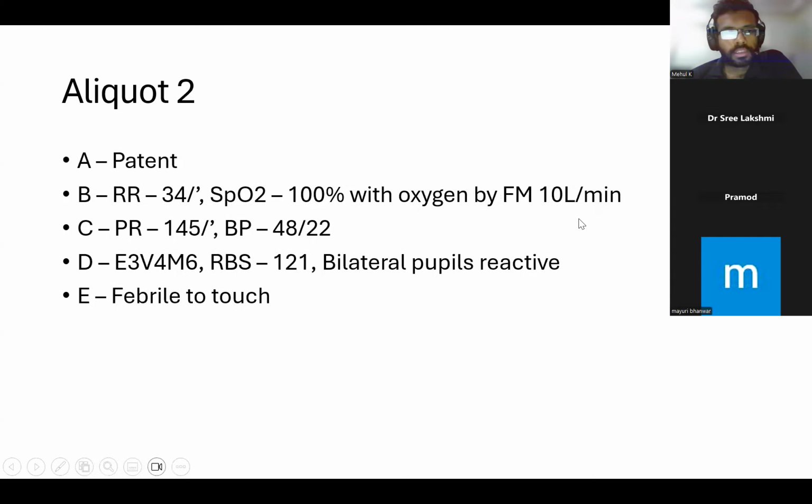Okay, here is the primary survey. Airway is patent, patient is tachypneic, 34 breaths per minute. Saturation is about 100% on oxygen by face mask. Pulse rate is 145. BP is 48 by 22. Patient GCS is okay, but she's a little bit drowsy, E3, V4, M6. RBS is normal. Patient is febrile to touch.